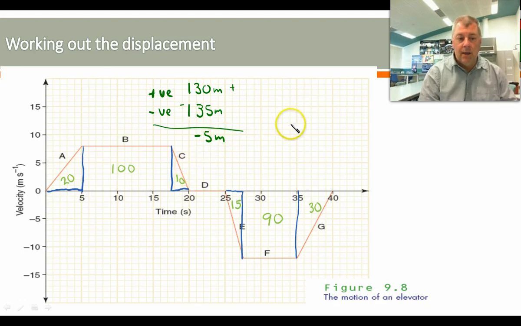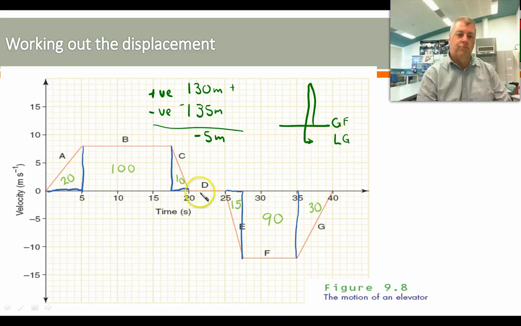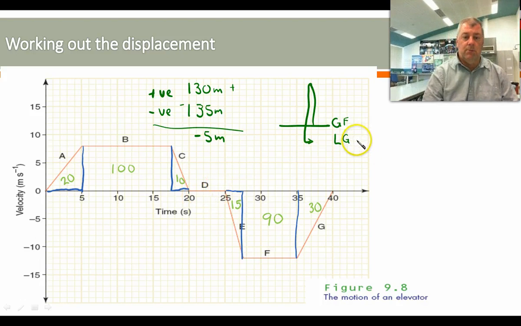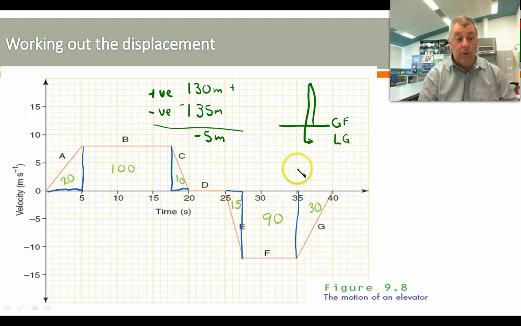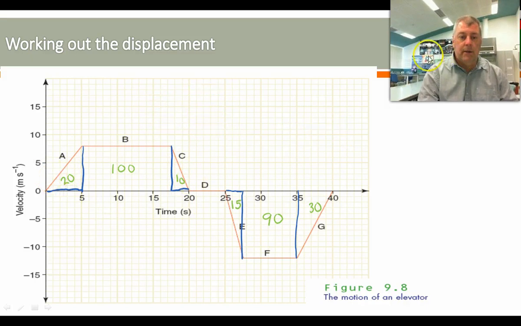So if that's the ground floor, it goes up and then it comes back down and it ends up at the lower ground. I think that's what they call it, or the basement. And that's what's actually happening in this case here. And we wouldn't know that if we hadn't worked out the displacement on this velocity time graph. Right, we can get rid of that now.